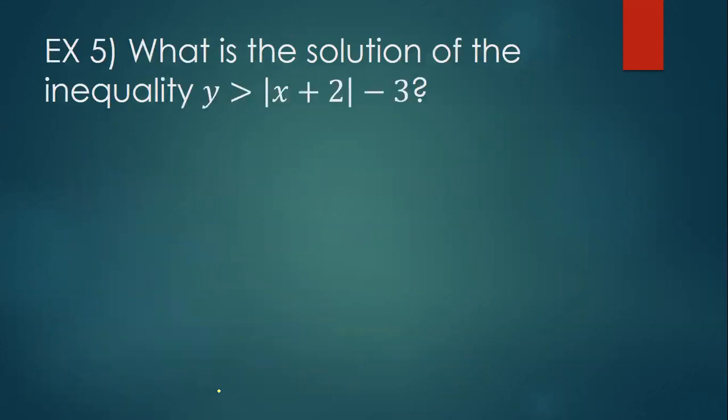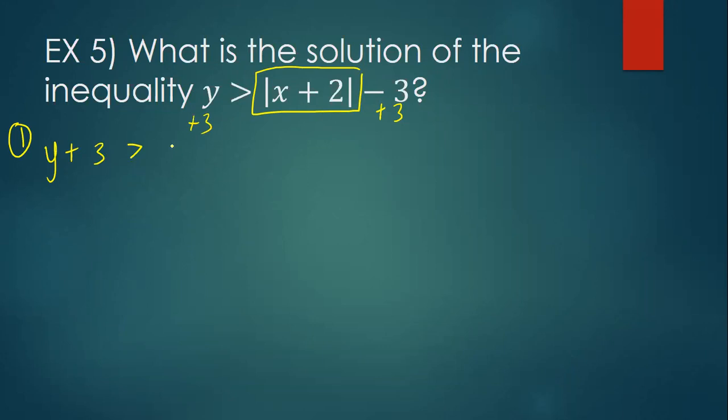So again, without graphing. So we have y is greater than the absolute value of x plus 2 minus 3. So step 1, we need to get the absolute value by itself. So we're going to get this guy by itself. In order to get it by itself, we're going to add 3 to both sides. So we're now working with y plus 3 is greater than the absolute value of x plus 2.